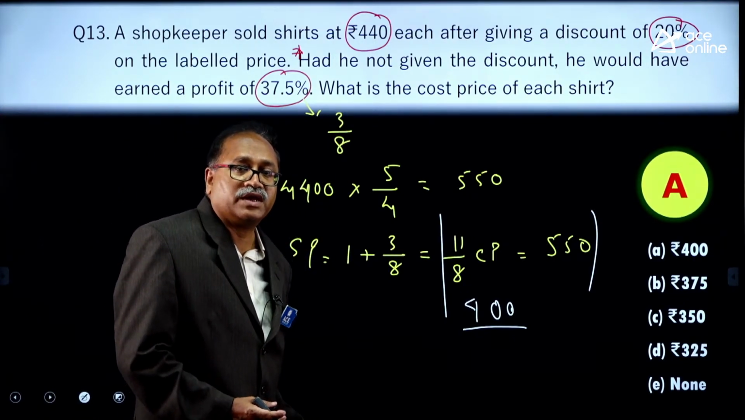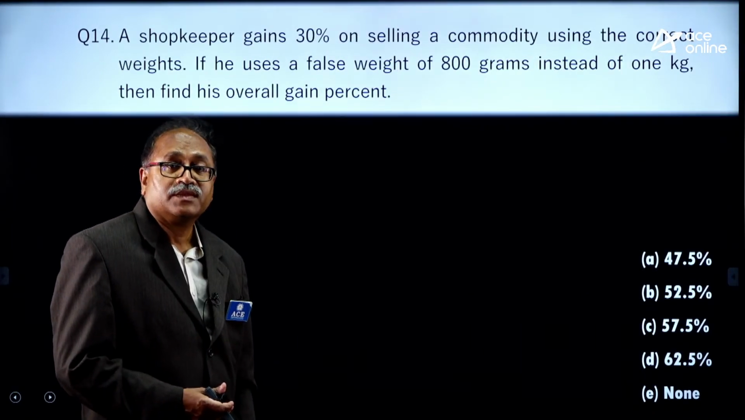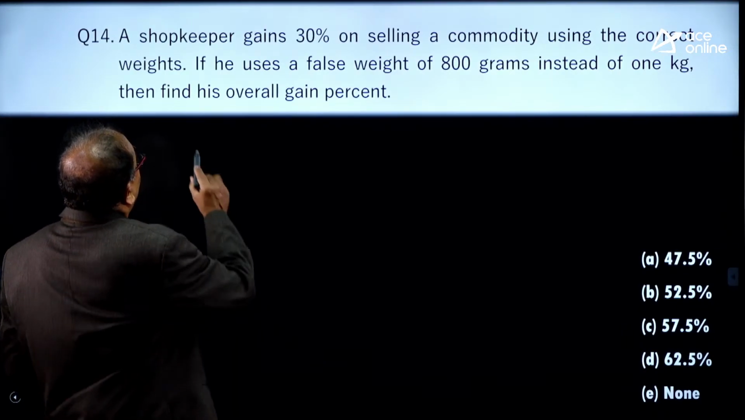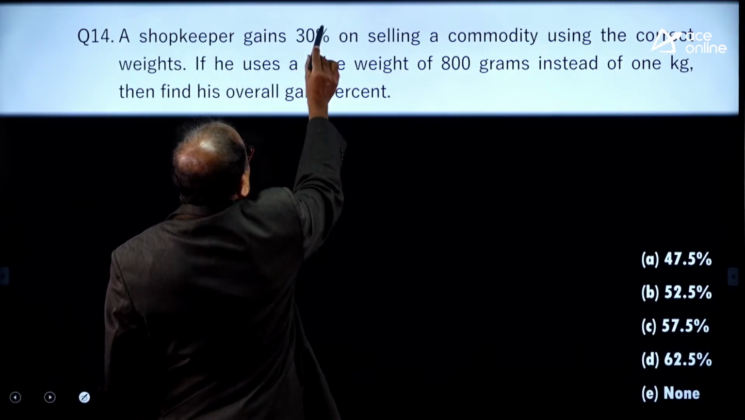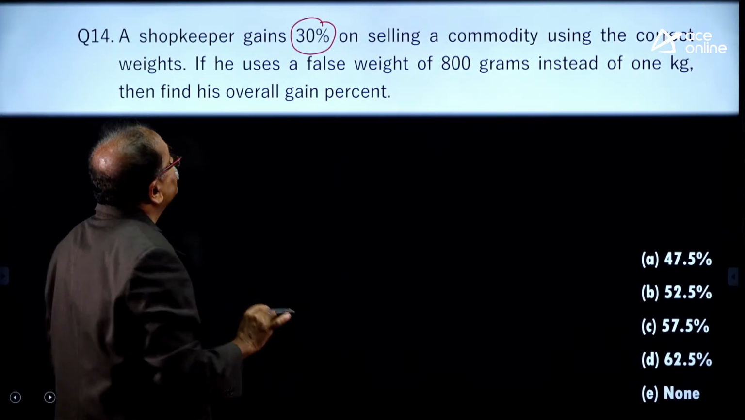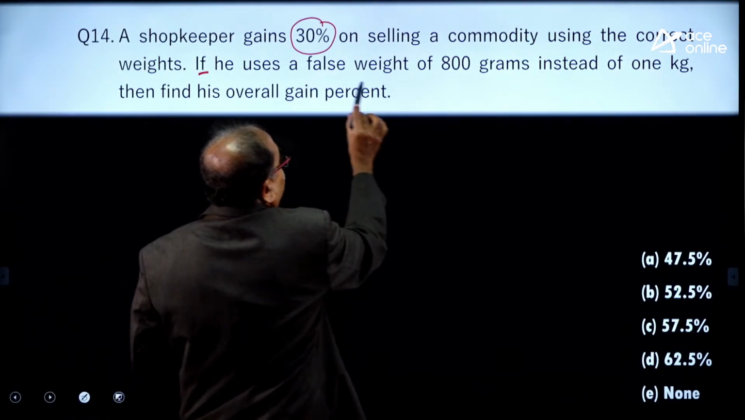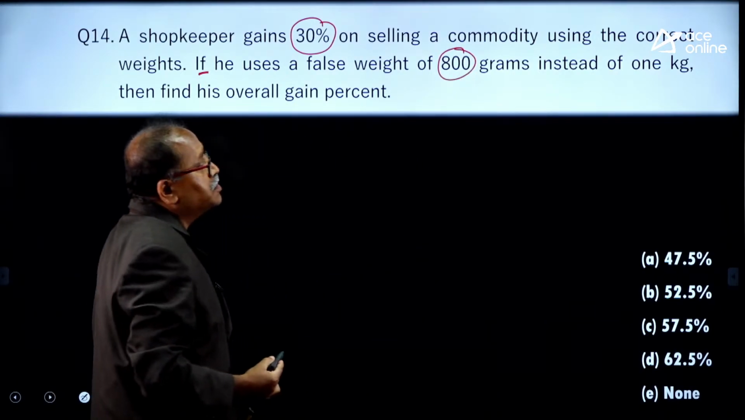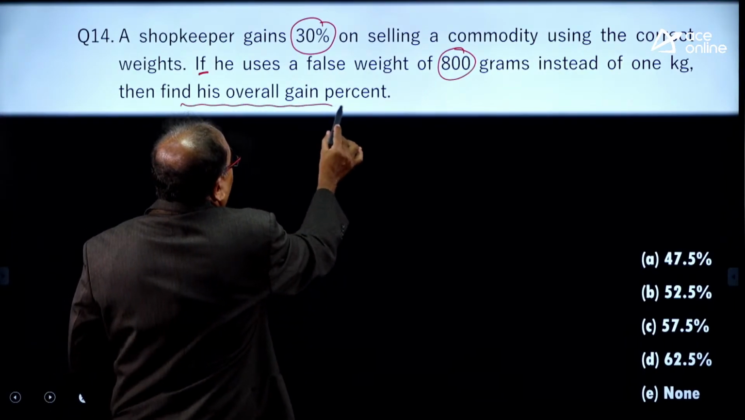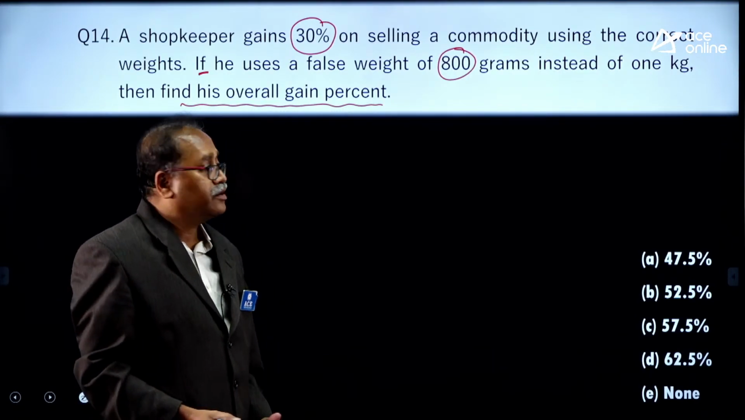Okay, hope everyone understands this question. The next question on the board is this. Let us read the question and then I am sure some of you will be able to answer it. The shopkeeper gains 30% on selling a commodity using the correct weight. If he uses the false weight of 800 grams instead of 1 kg, then what will be his overall gain percentage? You can find it out, my dear friends. Your time starts now.